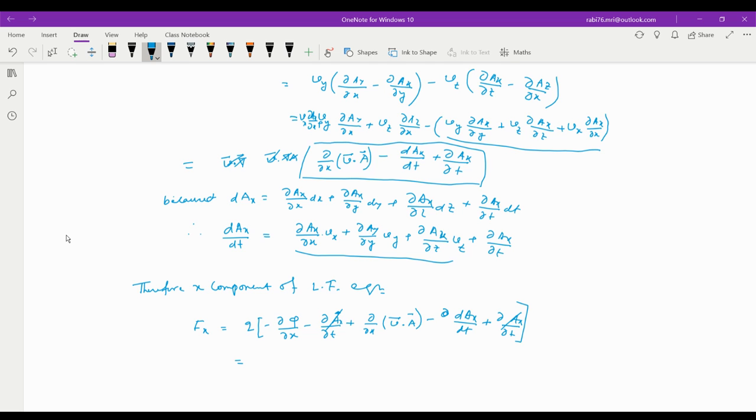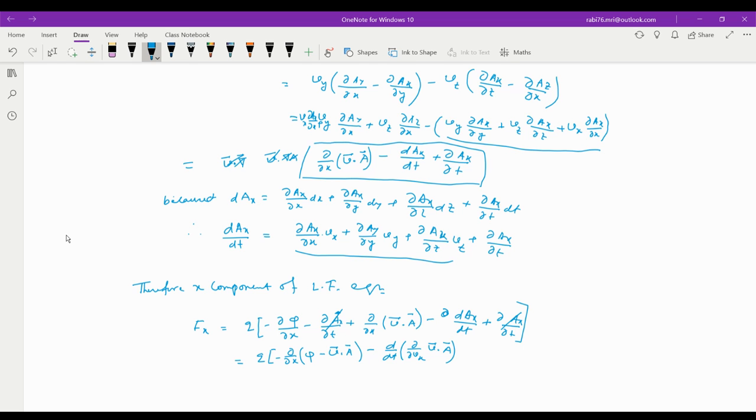So this comes out to be q into del x of minus del x of phi minus V dot A, right? There is a minus sign, there is a minus sign, plus minus dAx dt. Now Ax can be written as del Vx of del V dot A.